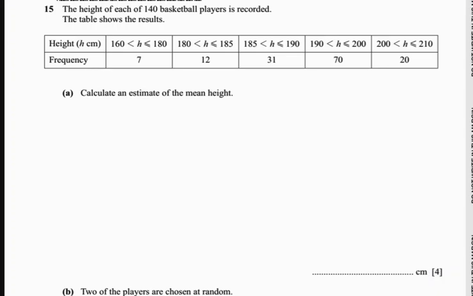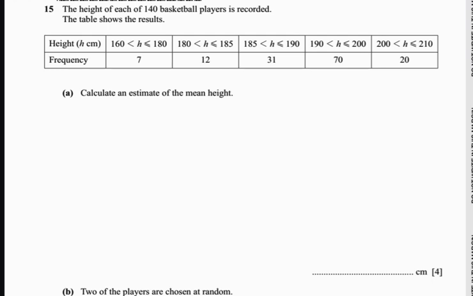Right, now this is a question on statistics. We're given grouped data. The height of each of the 140 basketball players is recorded. The table shows these 140 players. Oh, basketball players, they're not kids, right? So with age there and then with the frequency.